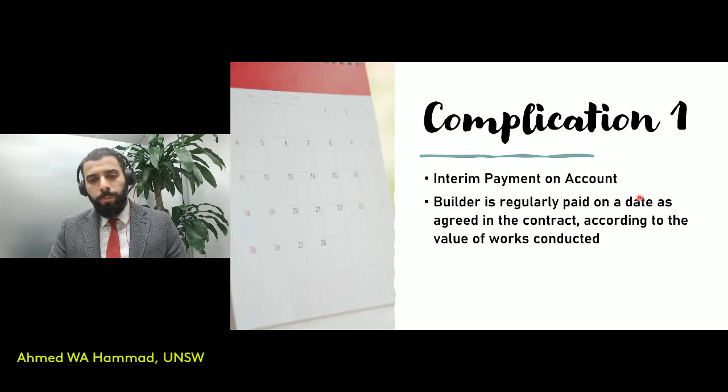So complication number one is associated with what we refer to as the interim payment on account. What is that? Well, the builder isn't going to be assumed to be capable of financing the project throughout the whole duration. As such, they need to be receiving constant payments throughout the full duration of the project. This is what we refer to as the interim payment on account. Such payments would need to be agreed upon by both parties. It would act as a provision, the specified date on which such payments are to be made available to the contractor. So the owner has to pay that payment to the contractor.